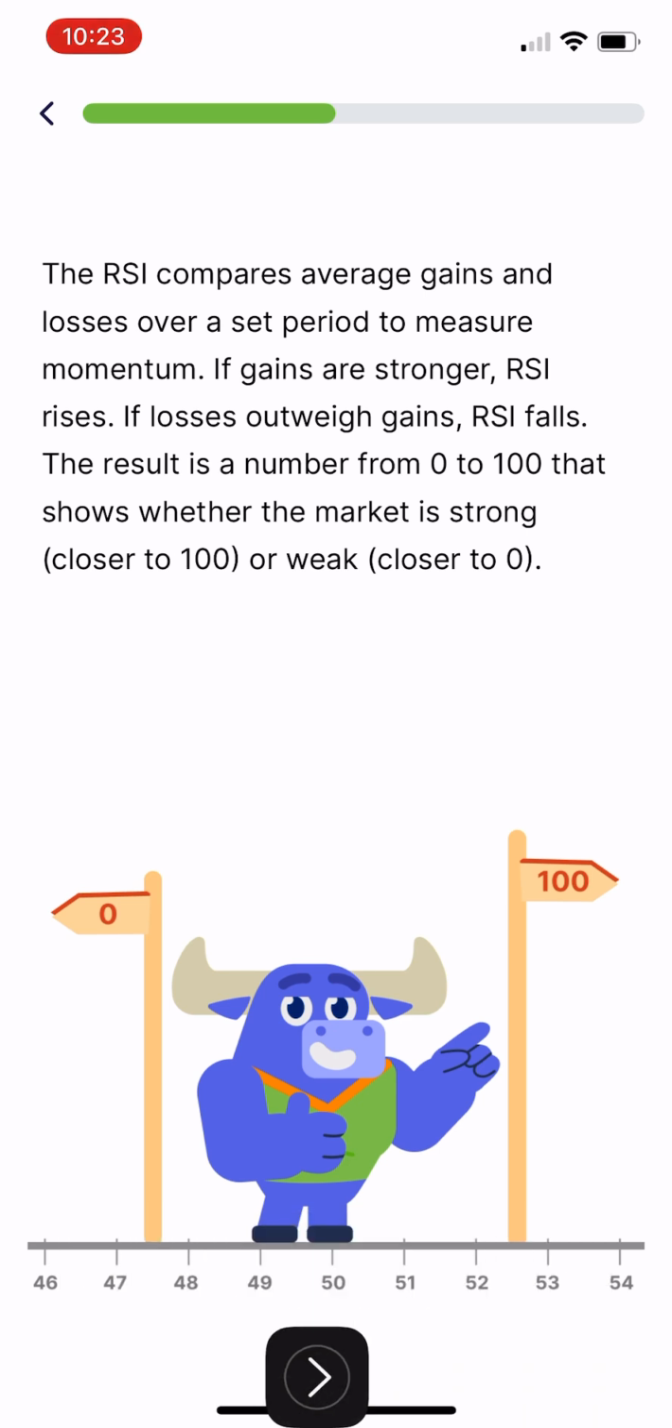The RSI compares average gains and losses over a set period to measure momentum. If gains are stronger, RSI rises. If losses outweigh gains, RSI falls. The result is a number from 0 to 100 that shows whether the market is strong, closer to 100, or weak, closer to 0.